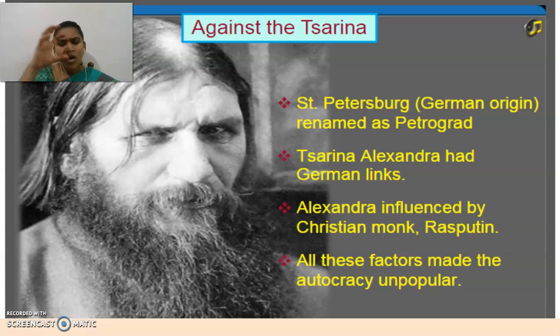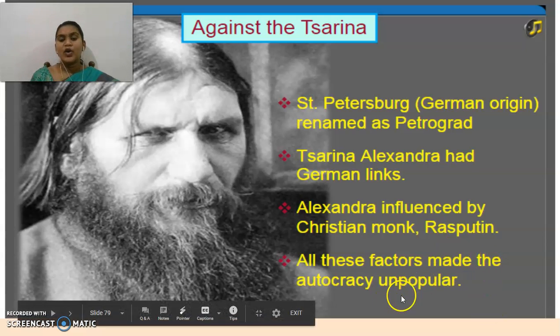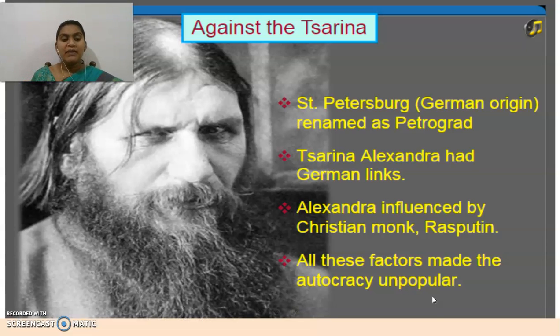And all these factors made the autocracy unpopular. Seeing all these things, the people started to believe that Tsar Nicholas II would not oppose Germany and was just pretending to fight the war. So finally, the people started to oppose him. In the beginning they rallied for him, but later, slowly, they started to oppose him because of these anti-German activities.